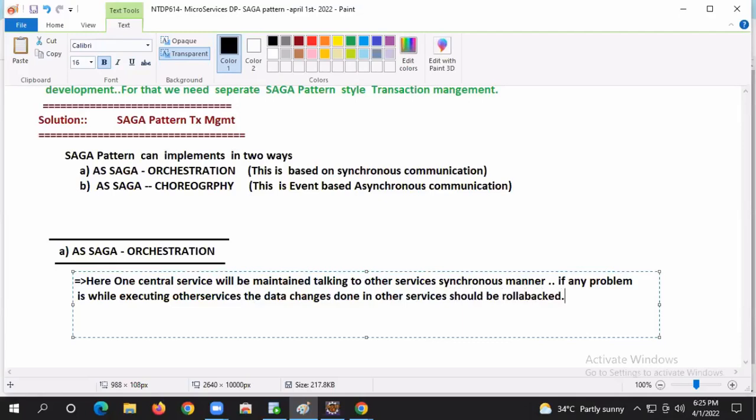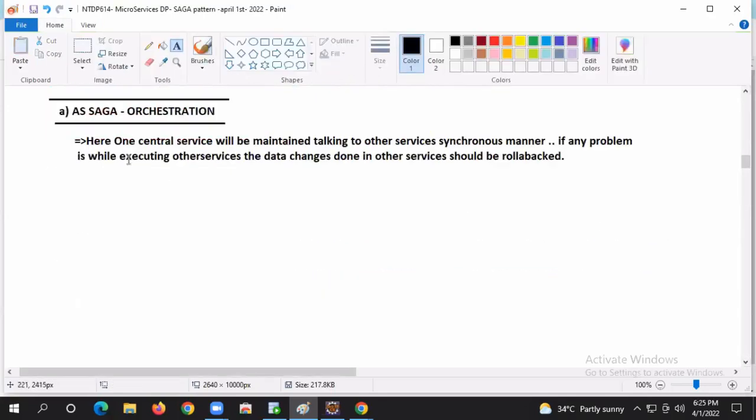I hope you understood the basic word, guys. Orchestration. What does this orchestration say, guys? Okay. Right, boss. Here is my UI. Here is my end user.